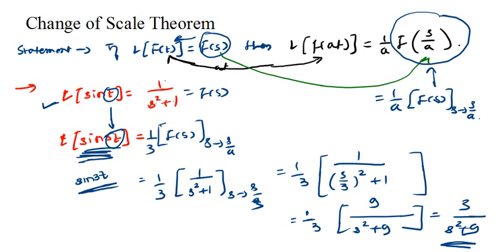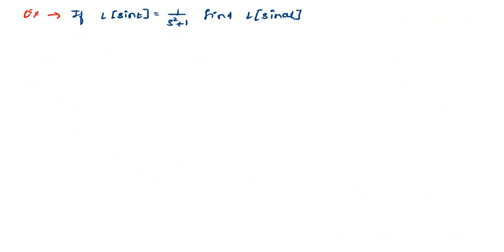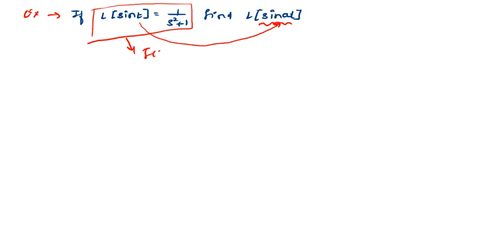Okay, so we can calculate the Laplace transform of sin at if you know the Laplace transform of sin t. For example, in this example, what we need is the Laplace transform of sin at. This t has changed its scale from t to at, and this is given to us. If this is given, this is our f of s.